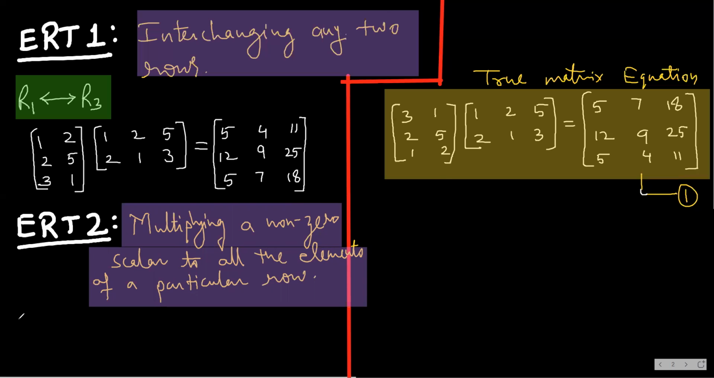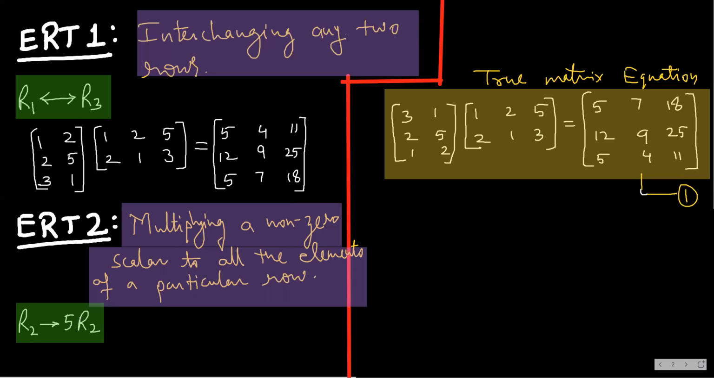So see here, I write 5 R2. I write here R2 changes to, see the symbol, the notation, R2 changes to 5 R2. What does it mean, students? It means to all the elements of R2, I will multiply 5. So if I'm multiplying 5 to all the elements of R2, definitely R2 will change. That is why the symbol is R2 changes to 5 R2.